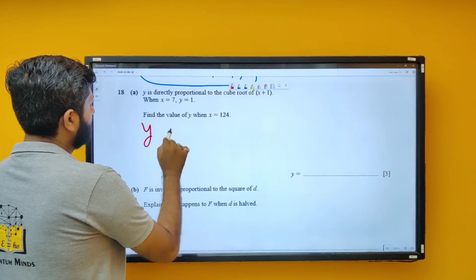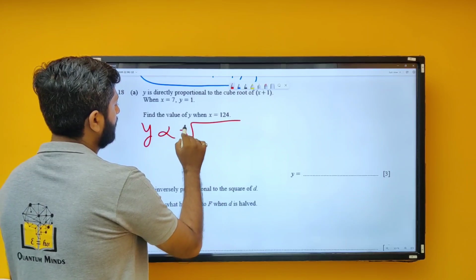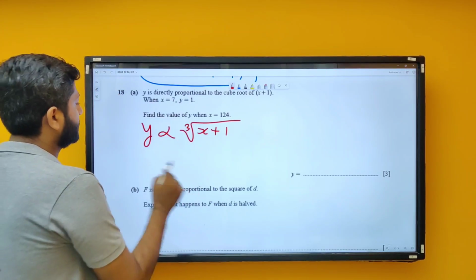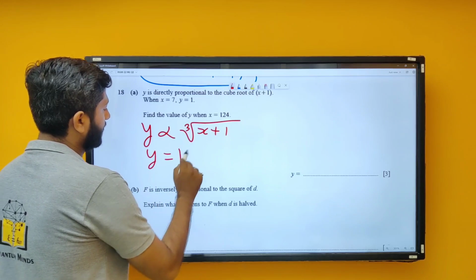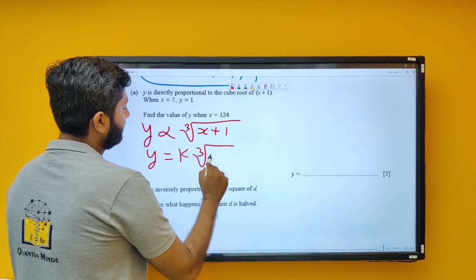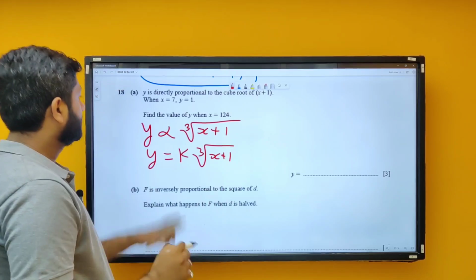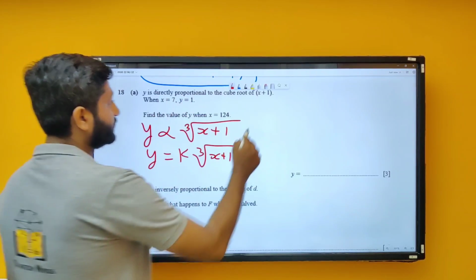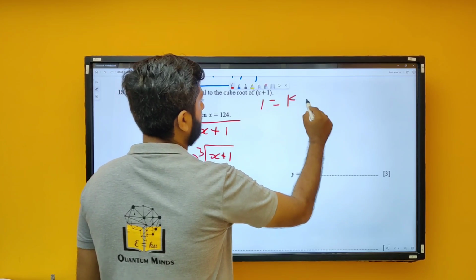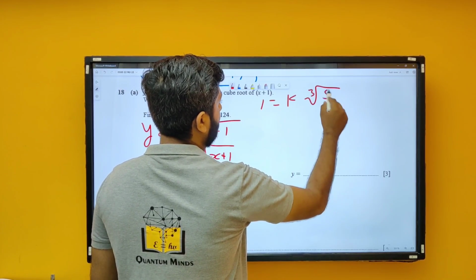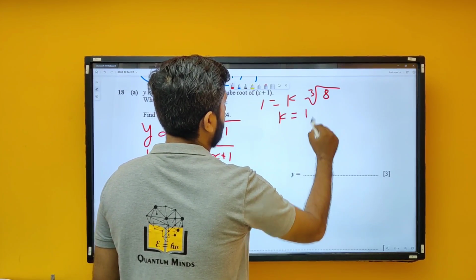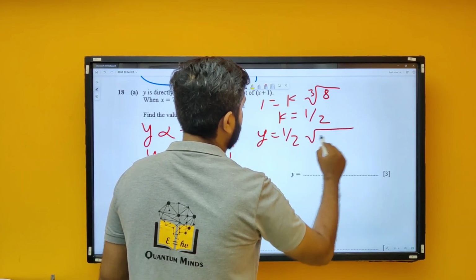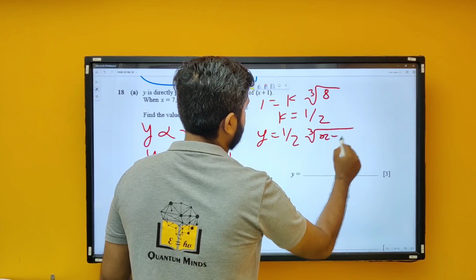Next, y is directly proportional to the cube root of x plus 1, and x is 7 and y is 1. So y is equal to k cube root of x plus 1. So x is 7, y is 1. So 1 is equal to k cube root of 8. So I have k as 1 by 2. So y is equal to 1 by 2 cube root of x plus 1.